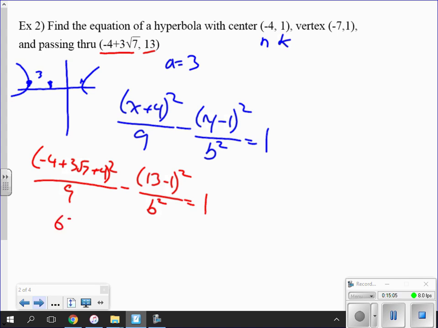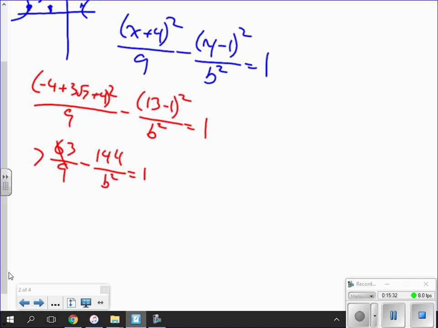So I have 63 over 9 minus what? Yeah, we'll get to that in a second. This is 13 minus 1 is 12, so I get 144 over b squared is equal to 1. Yeah, 63 over 9, what did you say it was? 7. Subtract 7 from both sides. Oh, you think you're so smart now, don't you? So 144 over b squared equals negative 6, because you subtract 7 from both sides.